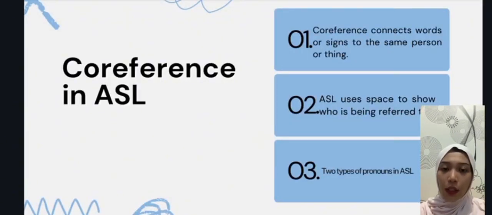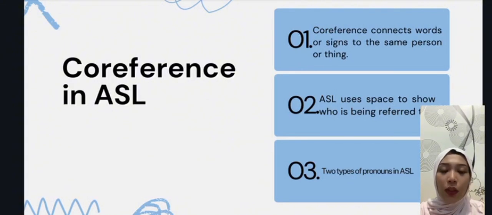Okay, now I'm going to explain coreference in ASL. Coreference is about how different words in a sentence refer to the same thing in spoken languages. We use nouns like the principal and pronouns like he to refer to the same person. In American Sign Language, or ASL, coreference is handled differently. ASL uses space to indicate who or what a sign refers to.